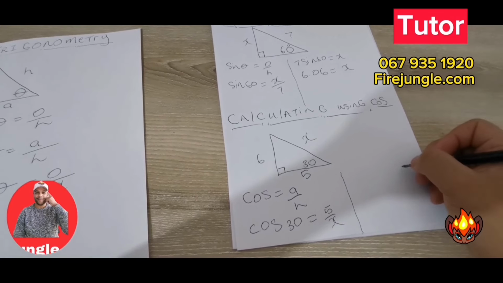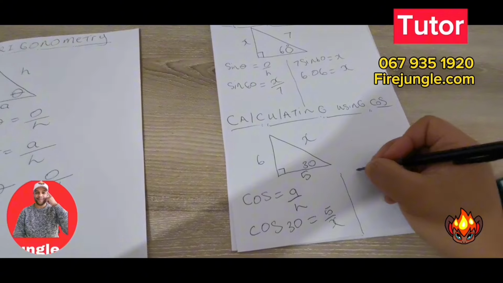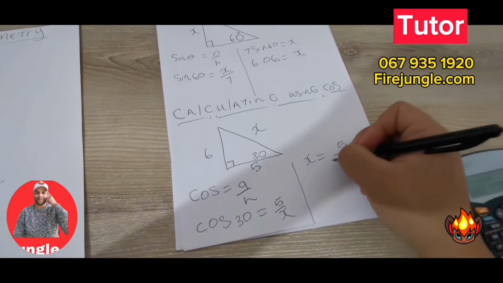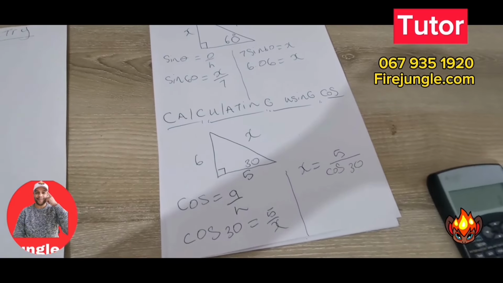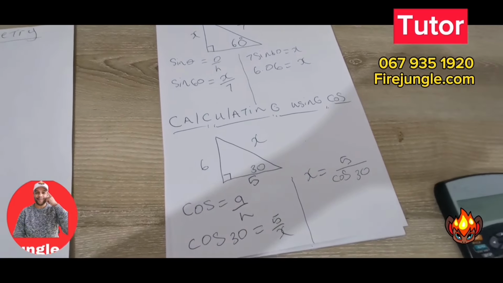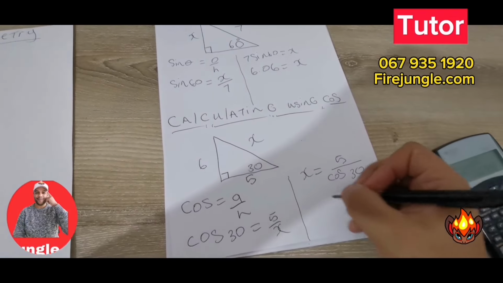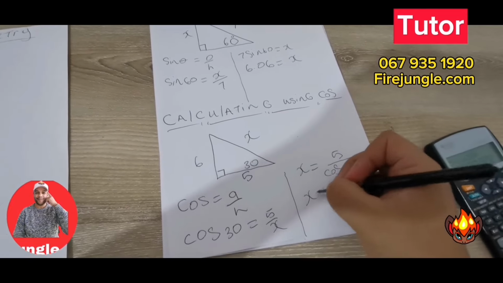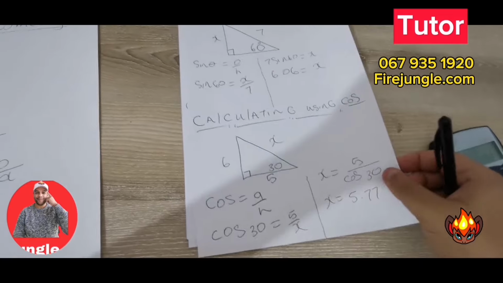So x is equal to 5 divided by cos 30, and we have a distance for x as x is equal to 5.77.